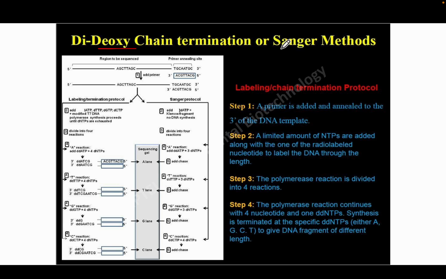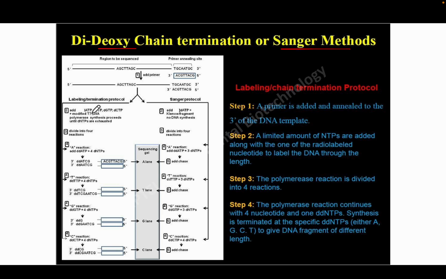Dideoxy chain termination, or Sanger method. So, the labeling or chain termination protocol. This is the region to be sequenced, the primer annealing site. So here you have to add a primer, and then the labeling or termination protocol, the Sanger protocol.